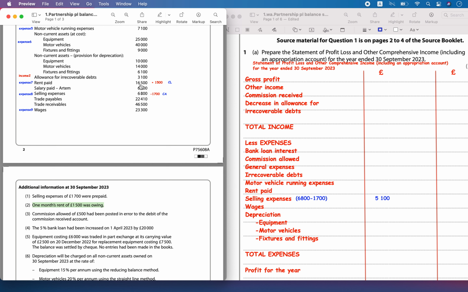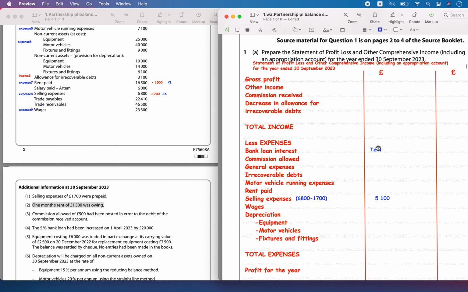Then the second one is 1 month's rent of 1,500 was still owing. That means owed expense, it has to be added and presented. So you will add 1 month's expense. The rent actually that needs to be paid is 16,500 plus 1,500. So the total rent that is an expense for this year is going to be equal to 18,000.